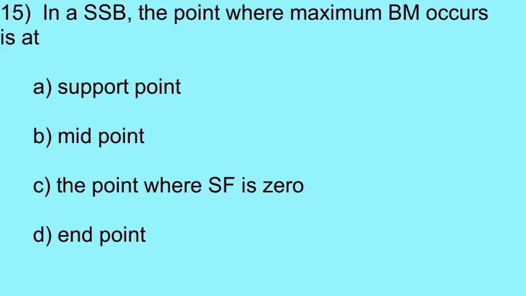Last question. In a simply supported beam, the point where the maximum bending moment occurs is at option A support point, option B midpoint, option C the point where shear force is 0 and option D end point. And the answer is option C, the point where shear force is 0. In a simply supported beam, the maximum bending moment occurs at the point where shear force is 0.